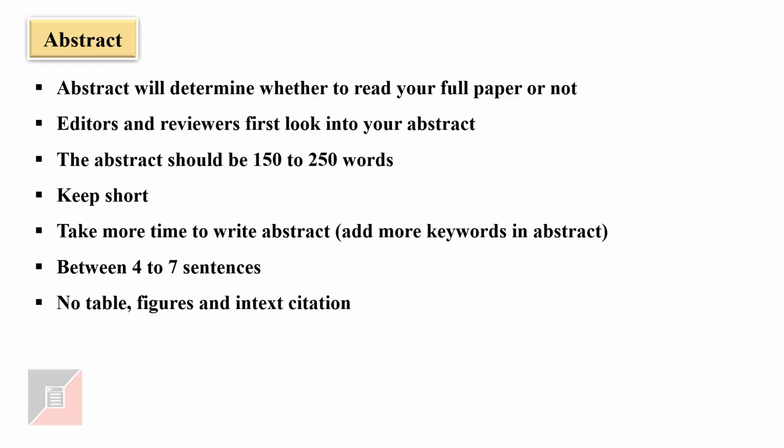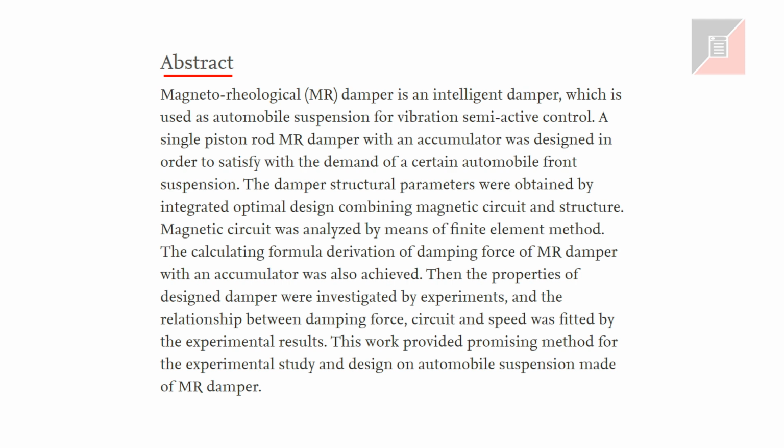The abstract should be between 4 to 7 sentences, so 150 to 250 words or 4 to 7 sentences. In the abstract there will be no tables, figures, or in-text citations. A graphical abstract will not be added inside the abstract; it is a separate portion. So inside the abstract it will be only sentences, without figures, tables, or in-text citations. This is how the abstract will be in most of the journals.